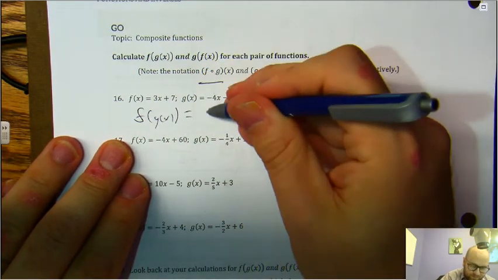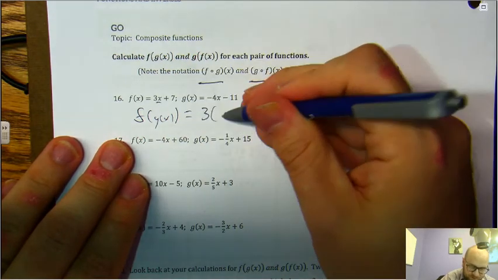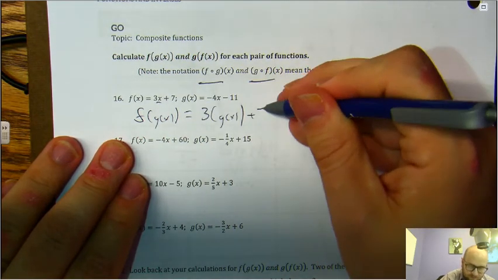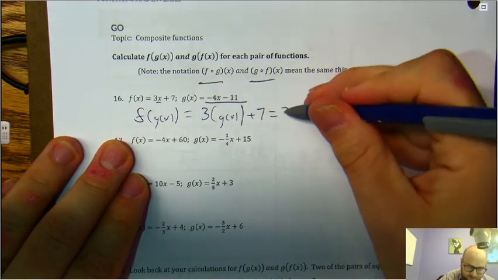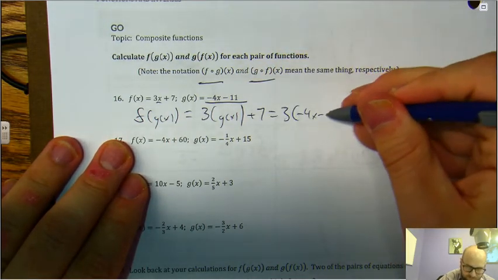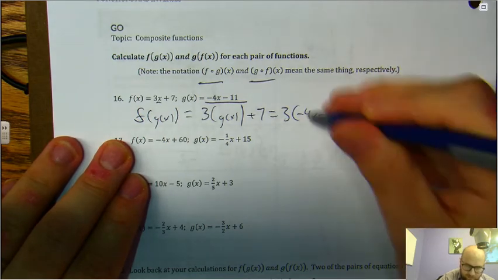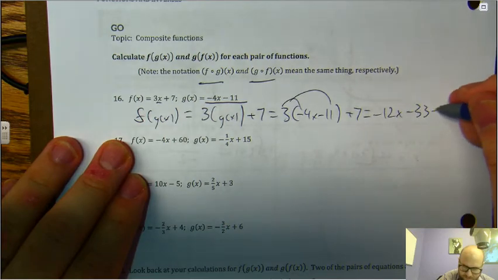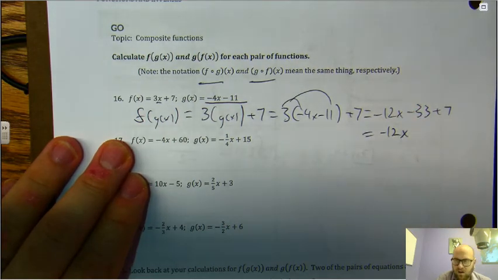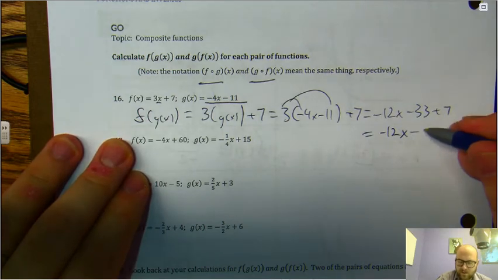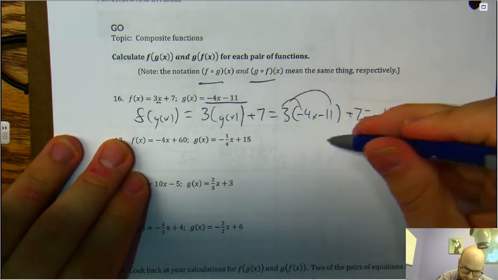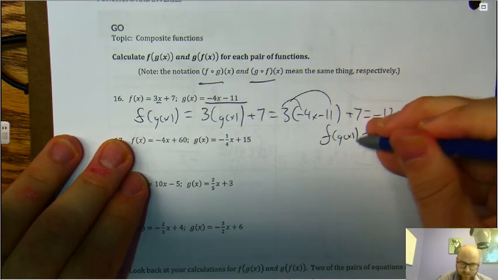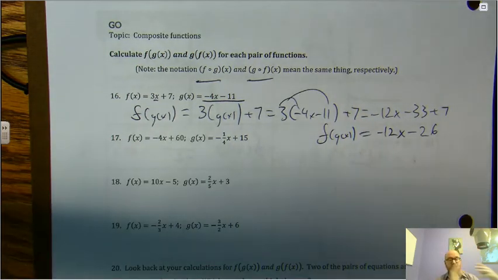So I'm thinking of f of g of x here is 3, and then instead of x, it's g of x plus 7, but I know that g of x is all this, so this is 3 times -4x minus 11 plus 7. 3 distributes, I get -12x minus 33 plus 7, or -12x minus, what is that, 26? I think that's right. And that's my f of g of x. Okay? And then you'll do it in reverse, find them both. Go through step by step and see how it all works.